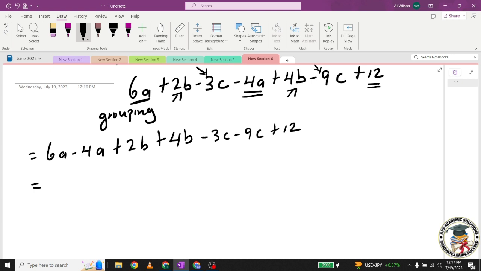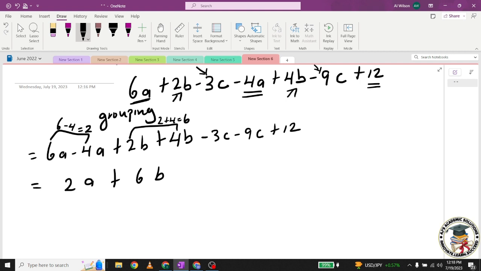All right, so let's now start working. So here is for a. Looking at the coefficients, 6 take 4 is equal to 2. So the first part is 2a plus, we have b. And for b, looking at the coefficients, we'd have 2 plus 4, which is equal to 6. So this is 6b. Then you have a very interesting thing happening here now.